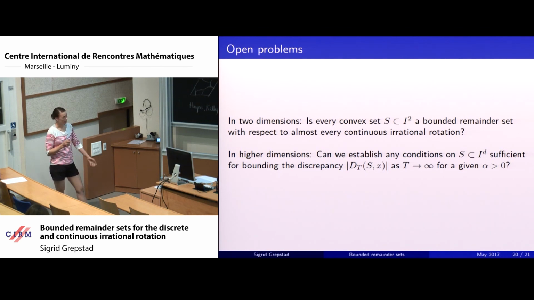And of course, in higher dimensions, this is still more or less widely open. We never looked at the higher dimensional case, basically because it got a lot more involved. But I'm sure it should be possible to establish some conditions that would allow one to bound the discrepancy for sets also in the higher dimensional unit cube, or interval.